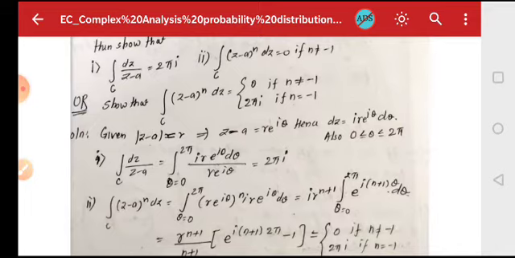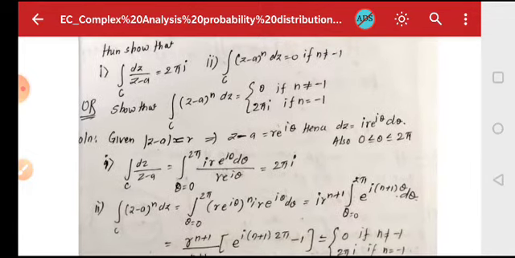Now here the given thing is mod of z minus a equals r, that means z minus a equals r into e raised to i theta, so dz will be equal to i r e raised to i theta into d theta, and theta varies between 0 to 2 pi.